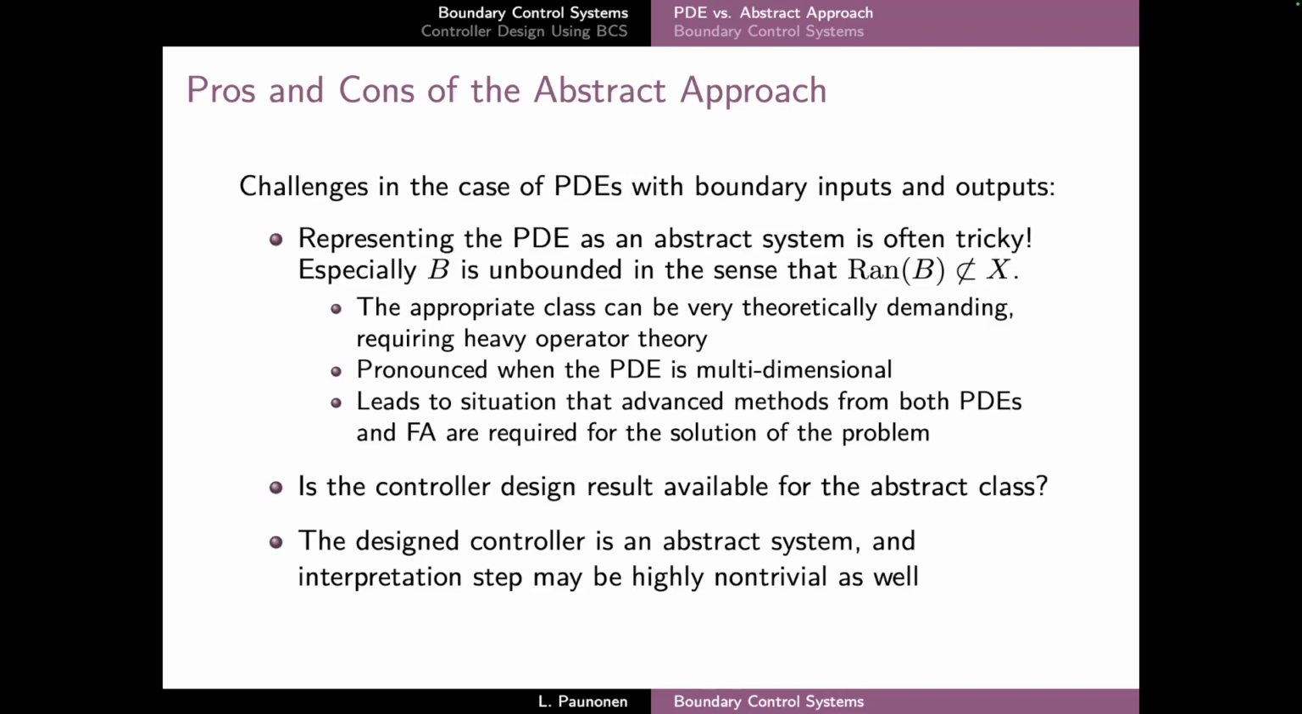And finding what this B operator is can be really demanding, especially in the case where the PDE is a multidimensional model. This often leads to the situation where we need to choose a very general class of abstract linear systems. And these are quite demanding to handle, or even to read the associated results. So if you want to apply this method, it often seems like you have to be a master in both PDE analysis and functional analysis to solve the original control problem. And this is definitely not ideal.